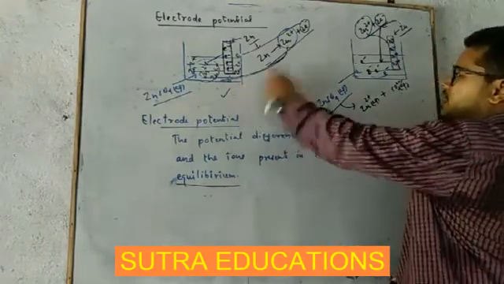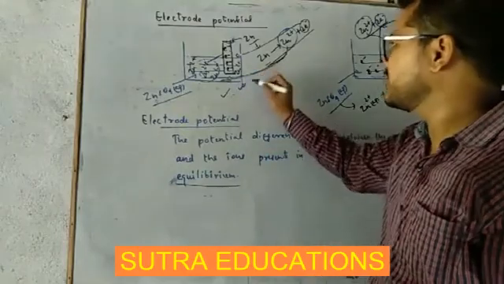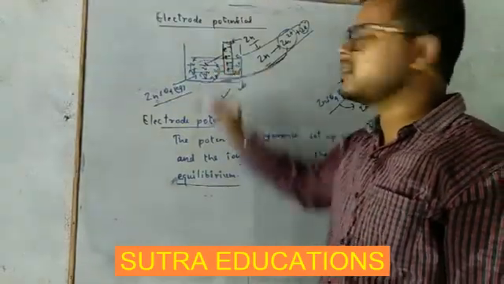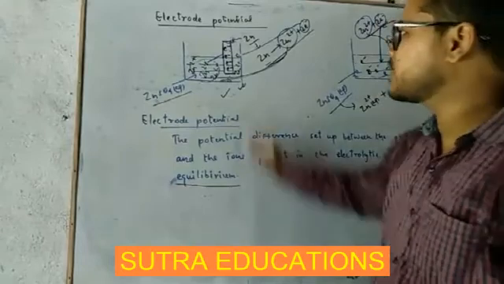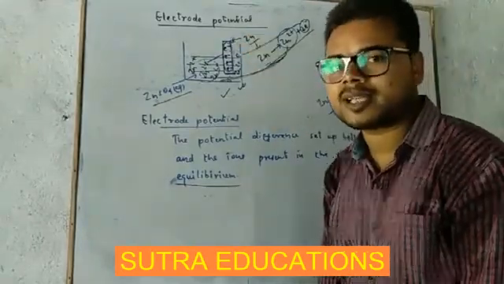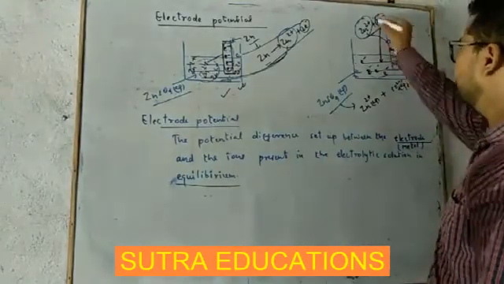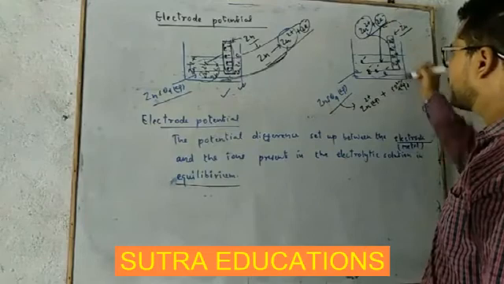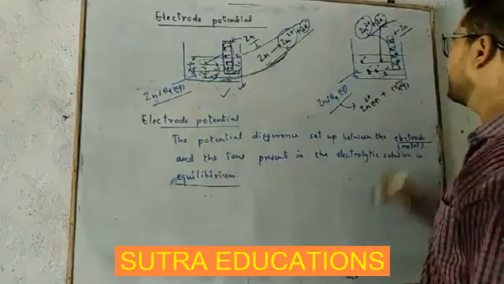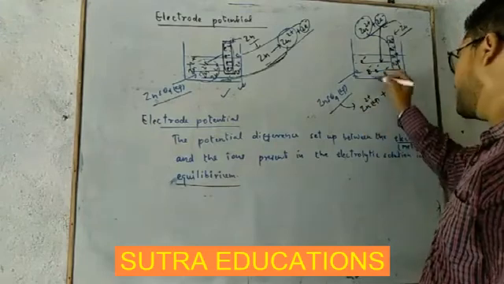Different story, no? Earlier, Zn2+ was going into the electrolytic solution and electrons were accumulating on the metallic rod. But this time we are getting a different story. This time what is happening? Zn2+ is accumulating over the metallic rod and the electrons are coming into the electrolytic solution.